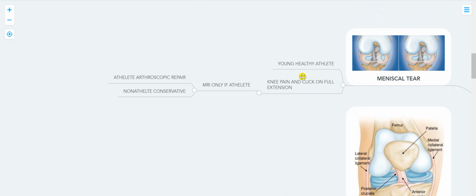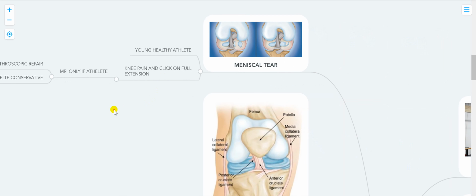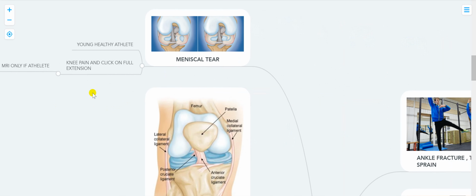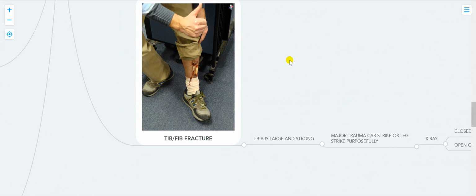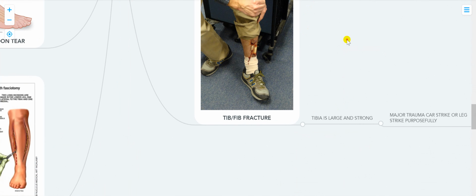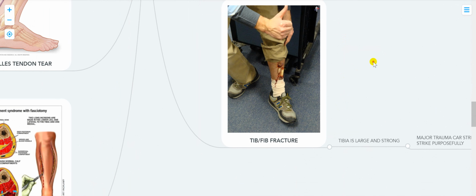Meniscal tear, they don't know what's causing it, usually in a young healthy athlete who presents with knee pain and a click on full extension, a click when they extend. MRI, and we usually do arthroscopic repair if an athlete. If non-athlete, conservative. So basically conservative if non-athlete for meniscal tear, ACL, PCL. This is similar management.